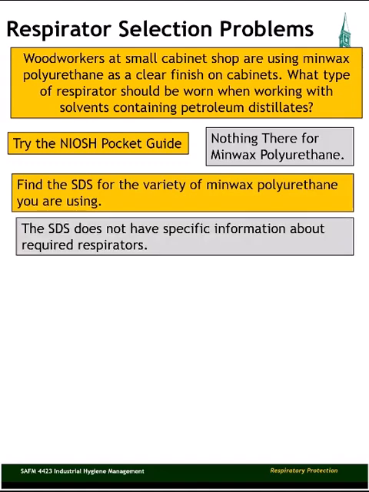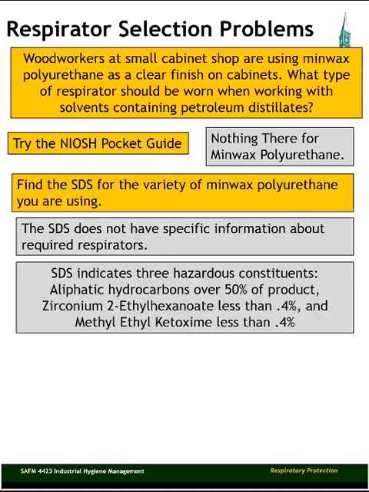Look at the SDS. When we look at the SDS for Minwax, and I'm not going to show you that 8-page SDS, you just have to take my word for what it's saying. The SDS does not have specific information about the required respirators, but it does identify 3 hazardous constituents. Aliphatic hydrocarbons are over 50% of the product. Zirconium 2-ethyl hexanoate less than 0.4% of the product. And methyl ethyl ketoxime less than 0.4%.